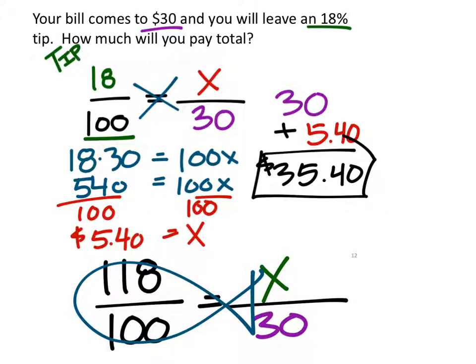Well, this is nice because the 100 always stays there. The only thing we changed, I guess, was the percent. Even the 30 stayed in the same spot, right?